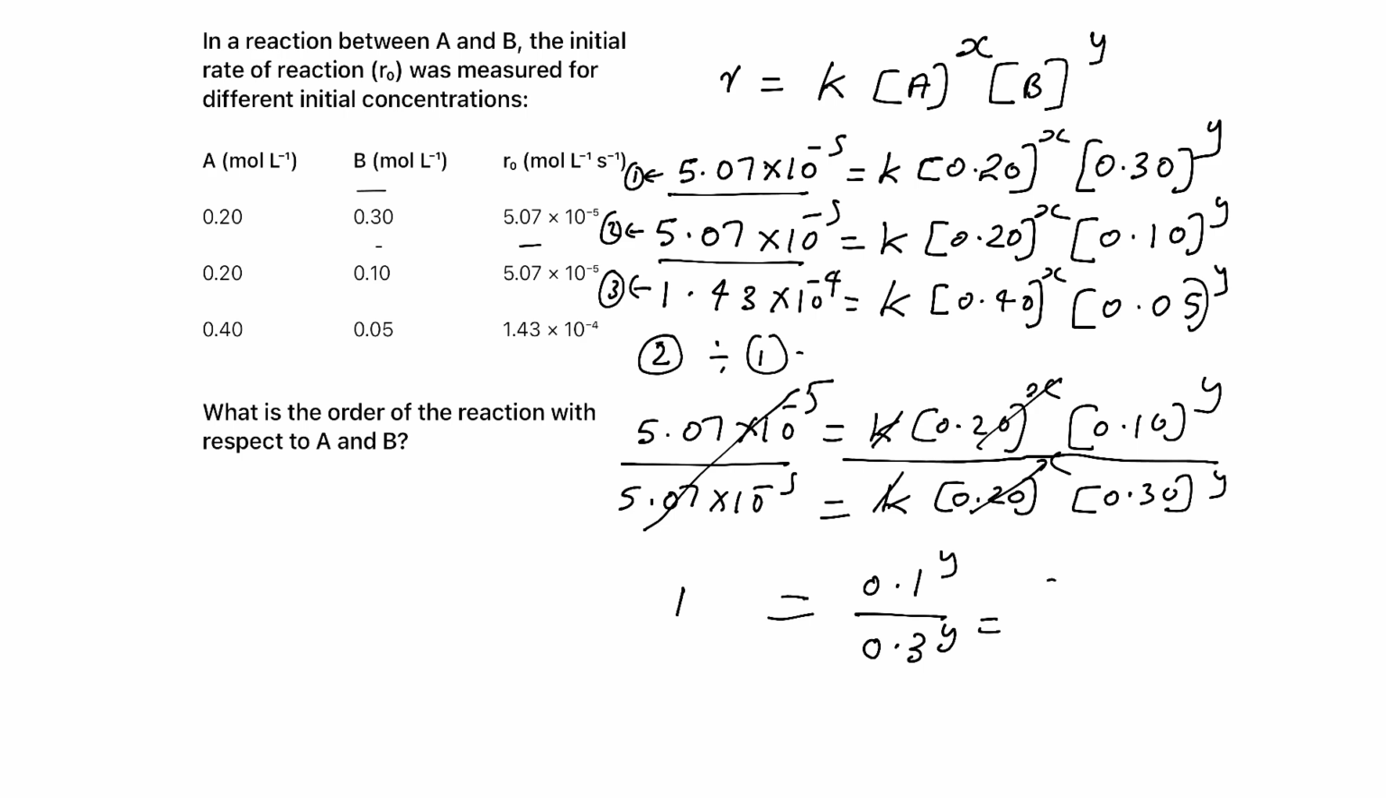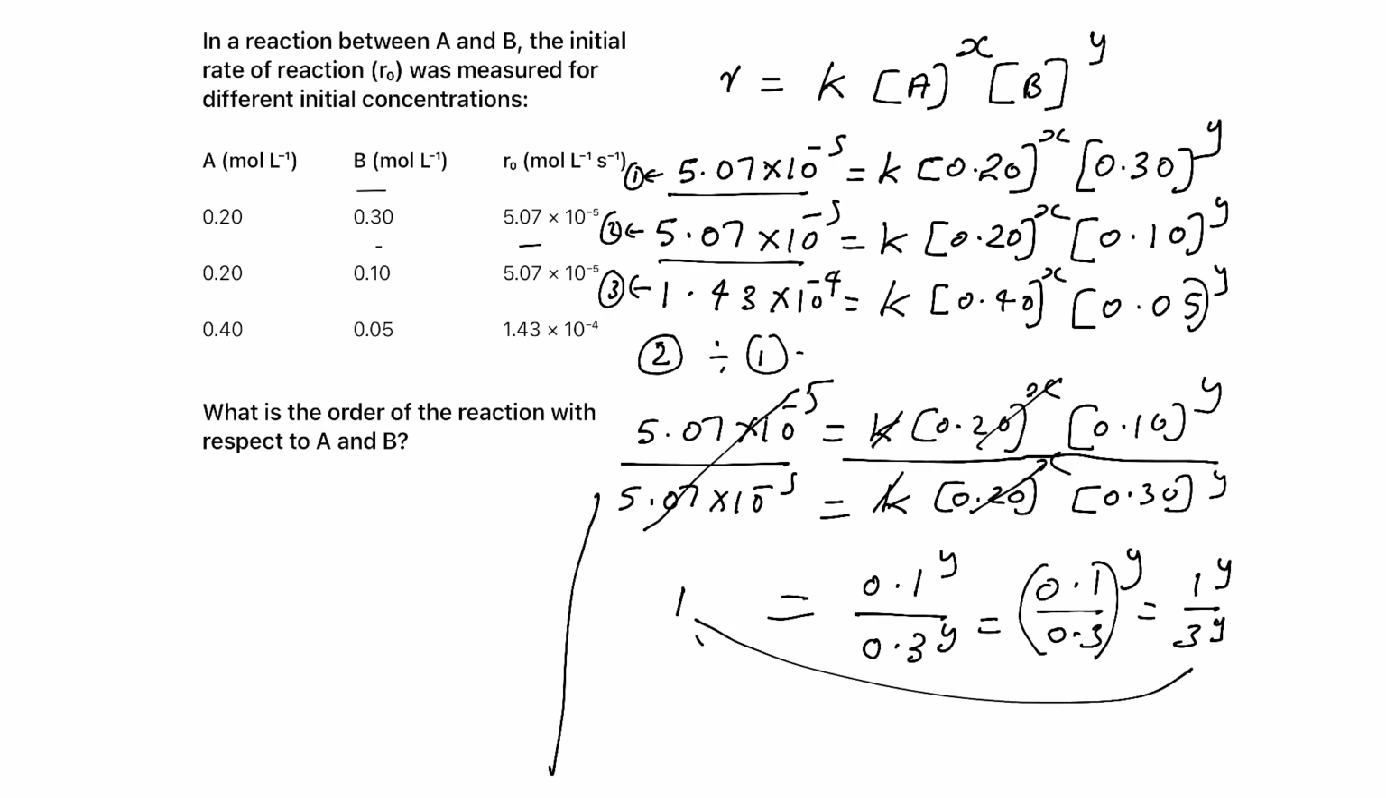Now what is that? So it is 0.1 by 0.3 raised to Y. Correct? So it is 1 by 3 raised to Y. If you want, here also you can put Y. See, I'm writing all the steps. Actually, you can simplify. Now take this to the LHS part: 1 into 3 raised to Y. So 3 raised to Y is equal to 1 raised to Y.